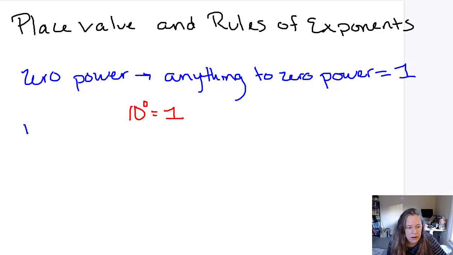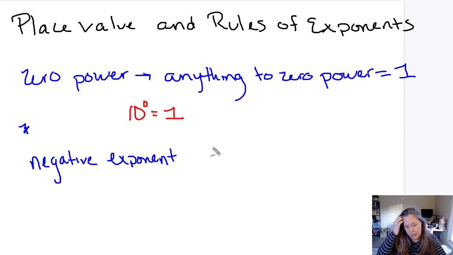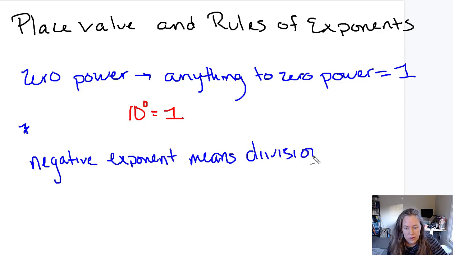Okay, and then our other rule that I want to remind you of is a negative exponent. It means division. So if we have 10 to the negative 1, that means we're going to drop that base into the denominator and make the exponent positive. So 10 to the negative 1 is 1/10.